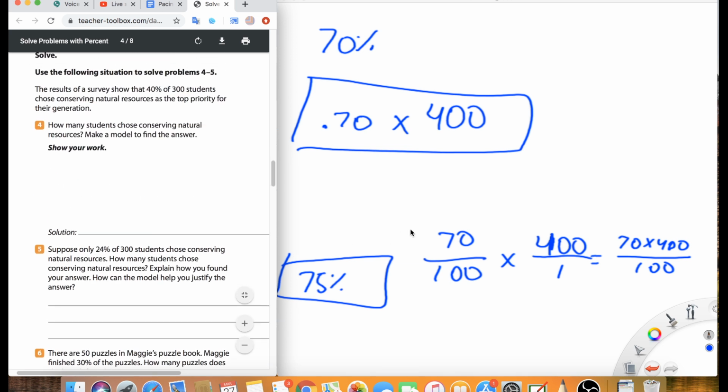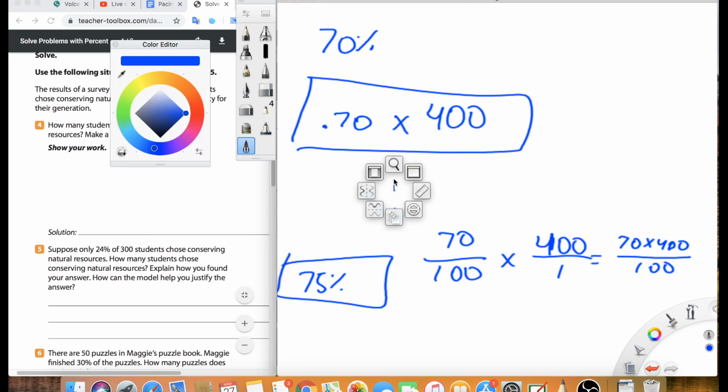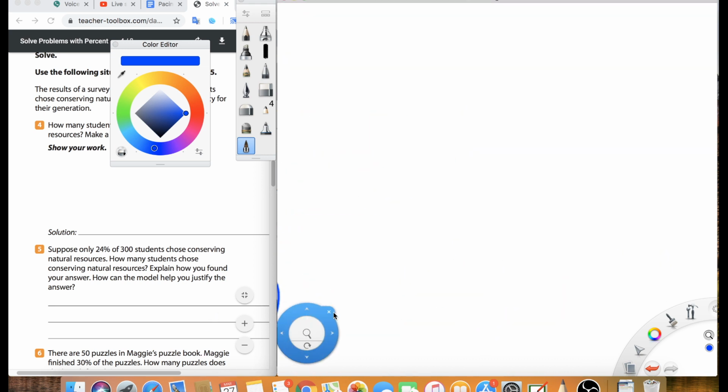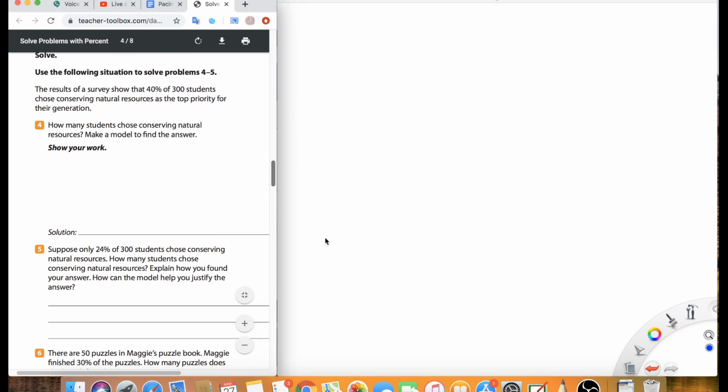Now, let's go to number 4. Let's move this real quick just so we have more space. All right, let's go and start. So it says, the results of a survey show that 40% of 300 students chose conserving natural resources as the top priority for their generation. How many students chose conserving natural resources? Make a model to find your answer.